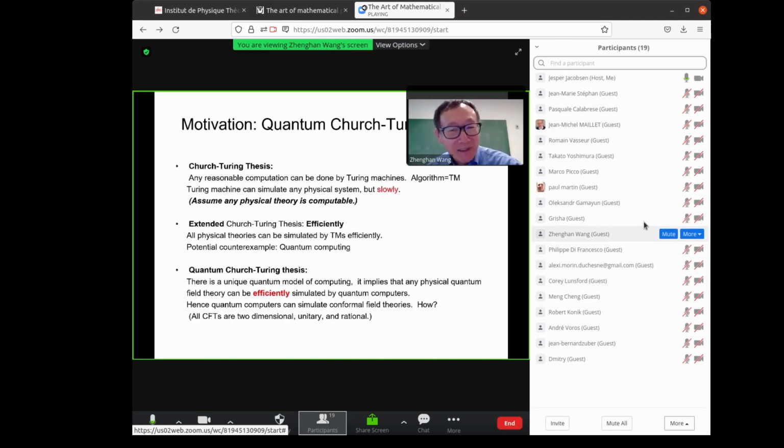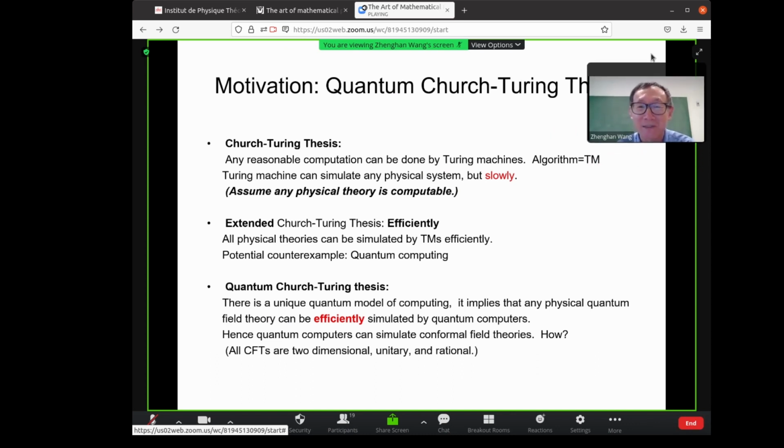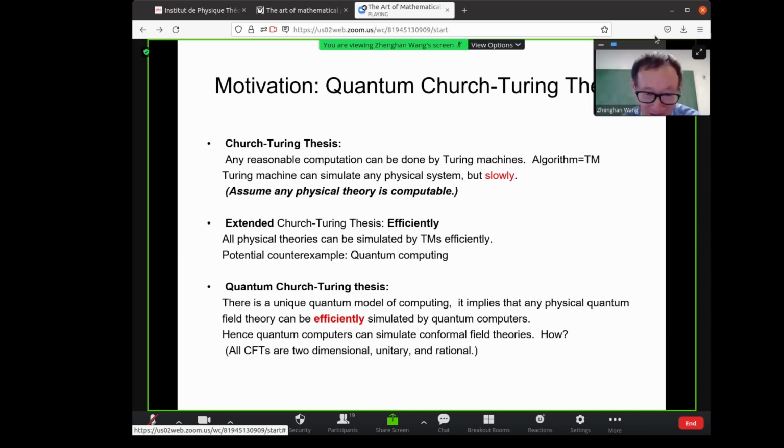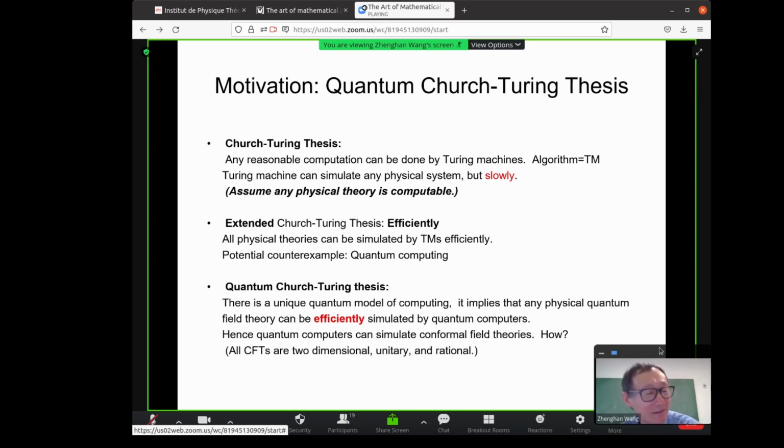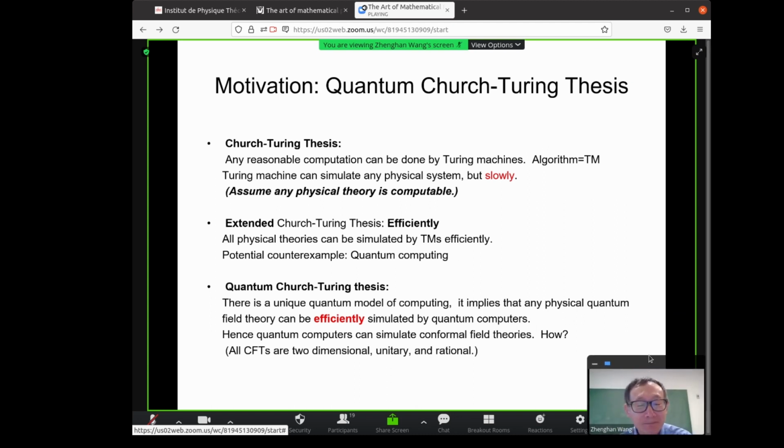So I will talk about Koo-Saleur formulas, and I came to these formulas from a totally different kind of motivation. So most of my talk will be very speculative. It's more like a different motivation than any technical things. I ran into Koo-Saleur formula through something called the quantum Church-Turing thesis. This is basically a belief or a philosophy.